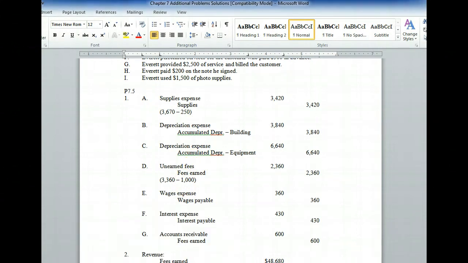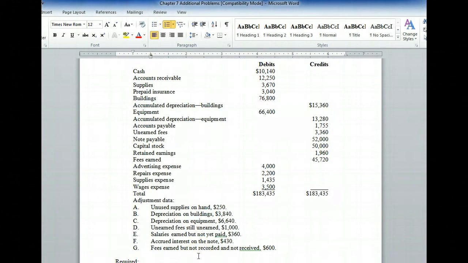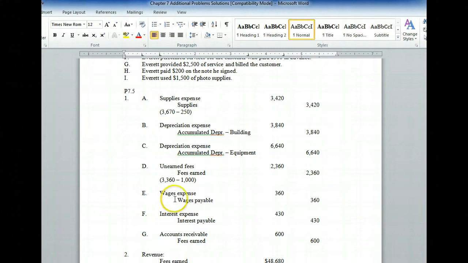E, we have salaries earned but not yet paid. So our workers worked for the time frame, we haven't yet paid them. Or we're not paying them, but they've earned it and we haven't paid them. So we have a salary expense, and then we're creating a liability where you owe them the money, that's the salary liability. In this case I called it wage expense, wage payable, same thing. So there's the wage expense, and then there's the creation of a liability.